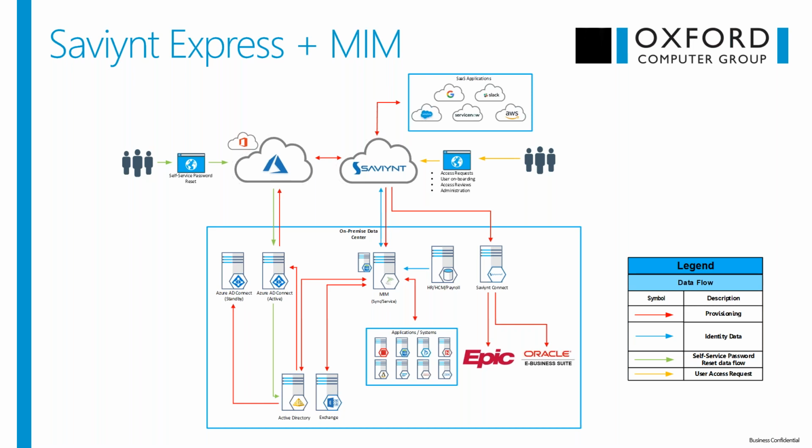Saviynt is a cloud-based solution, and we've built a bidirectional connector for MIM to transmit identity data and entitlements, which allows MIM to populate Saviynt with identity data and MIM to receive account and entitlement data from Saviynt. Saviynt is also connected to Azure AD and Office 365. This is how we get that complete view of the identity landscape. So we're basically taking Saviynt and making an extension of MIM, and then it's also able to correlate that information with SaaS-based applications and with Azure Active Directory.